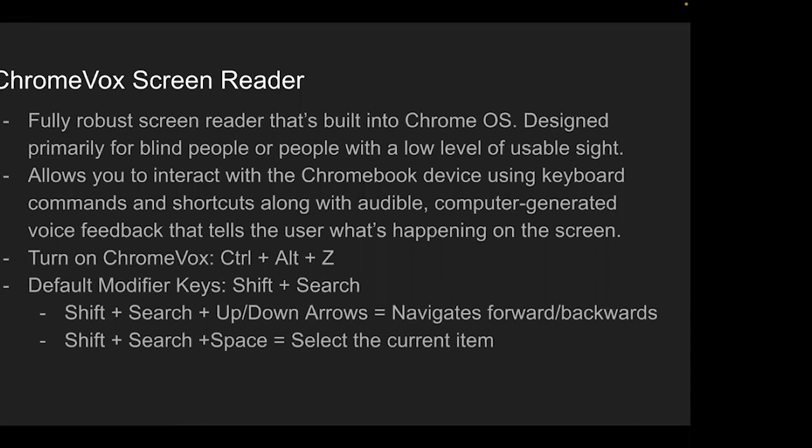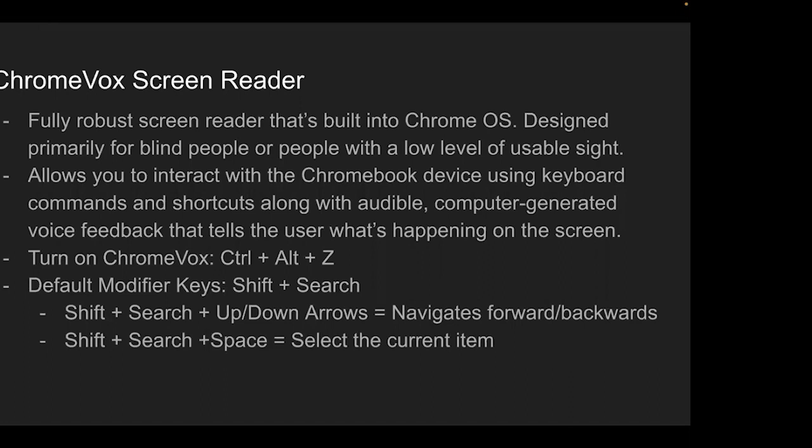And just as basic navigation, a couple of shortcuts, basically the default. When we think about screen readers, there's always what we call a modifier key, which is the primary key that you're using to navigate around. On Chromebooks, that default modifier key is typically the Shift key plus the search key. When you press those keys together, you can press them in conjunction with other keys to take other actions.